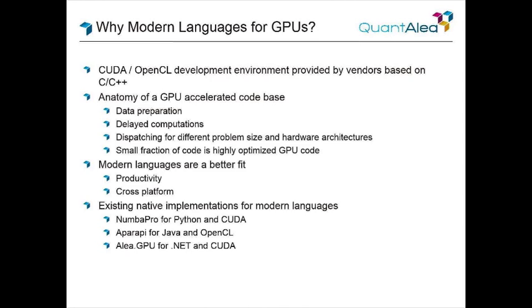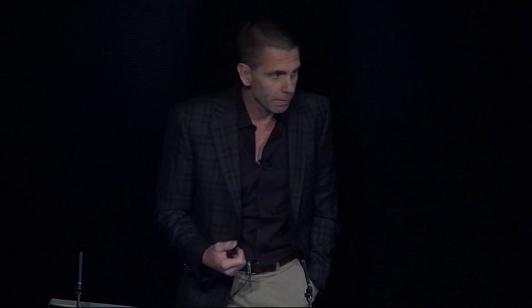So the CUDA and OpenCL software development environment is provided by vendors like NVIDIA, AMD, or Intel. They're based on C++. I wouldn't say that C++ is obsolete as a programming language or technology, but today there are more modern alternatives. So we may ask the question, what would a modern language bring us as a benefit to program GPUs?